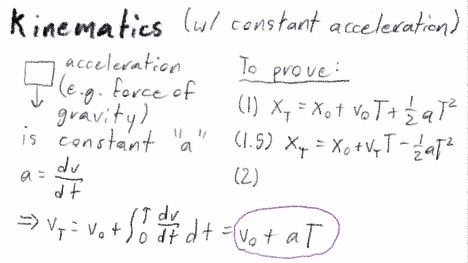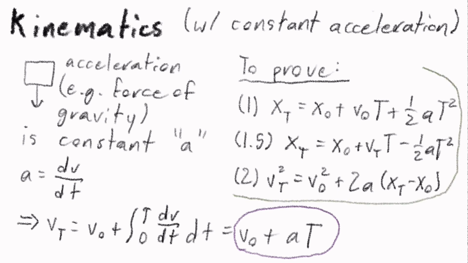First, an expression for x sub t that is useful when we know the velocity at time t, but we don't know the initial velocity v sub 0, and that equation is similar to the first equation, except we substitute v sub t for v sub 0 and subtract 1/2 a times t squared instead of adding it.